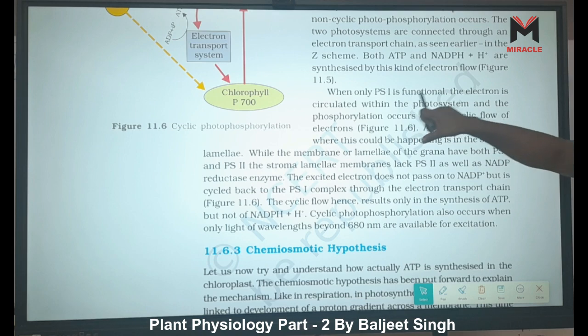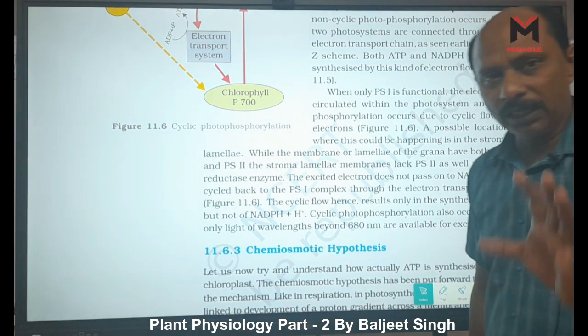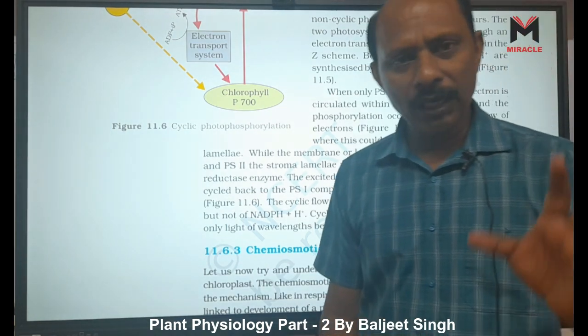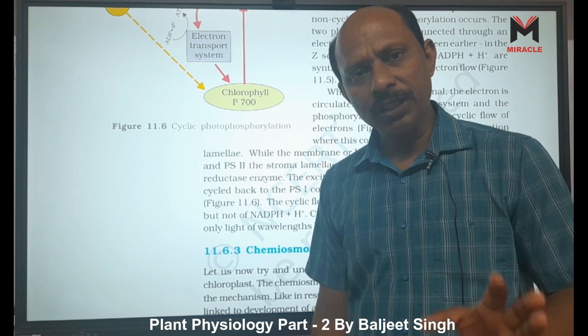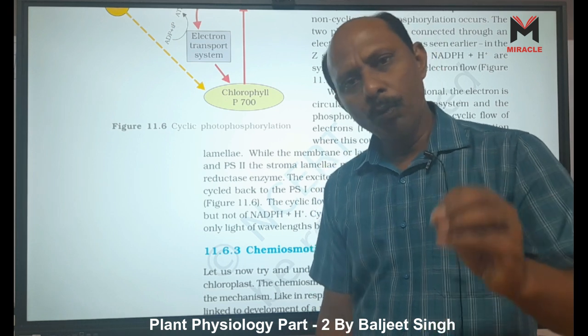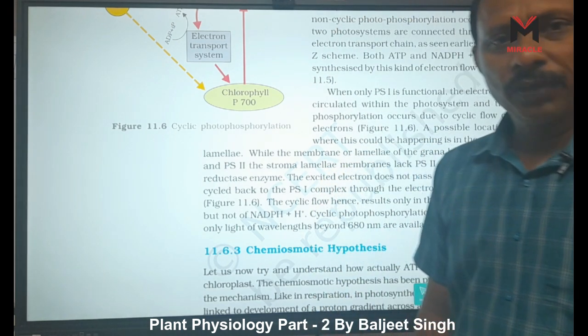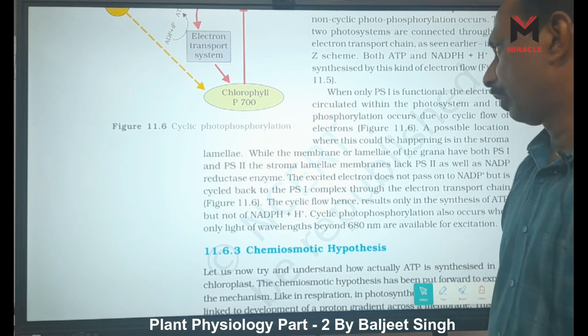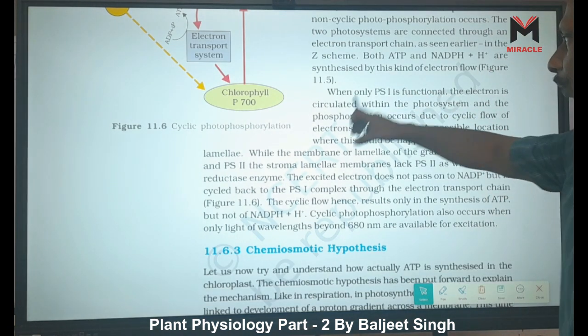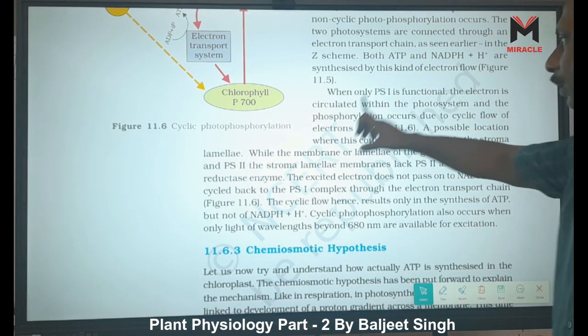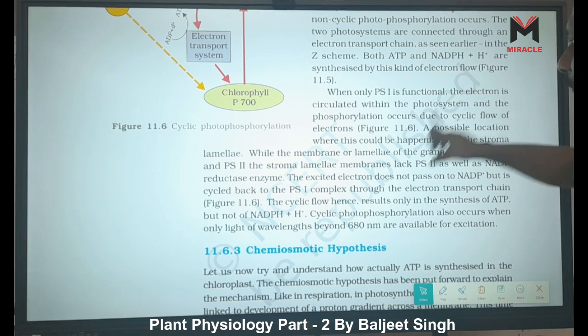In cyclic photophosphorylation, only PS first is functional. In the Z scheme, both PS first and PS second are functional. The electron is circulated within the photosystem, and the phosphorylation occurs due to the cyclic flow of electron.